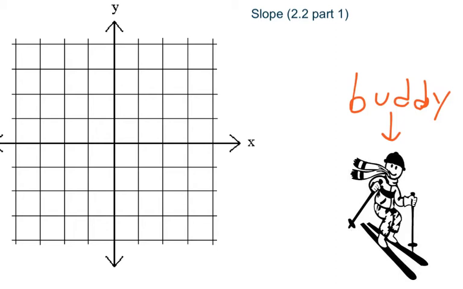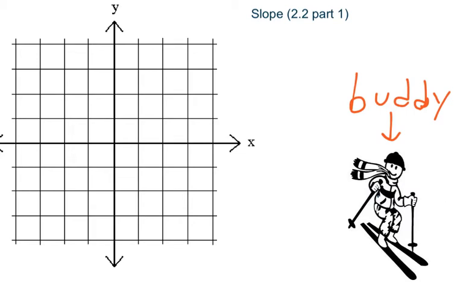Alright, this video is about slope. So to demonstrate slope, I'm going to do a little bit of review here. What I've got is my grid, since slope is about lines on a grid. I've also got my assistant. His name is Buddy. He likes to ski. Notice he's facing to the right.